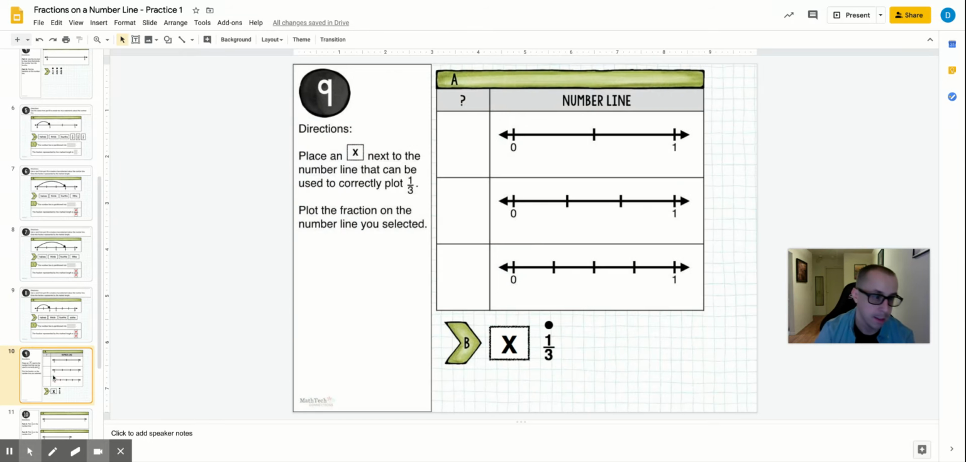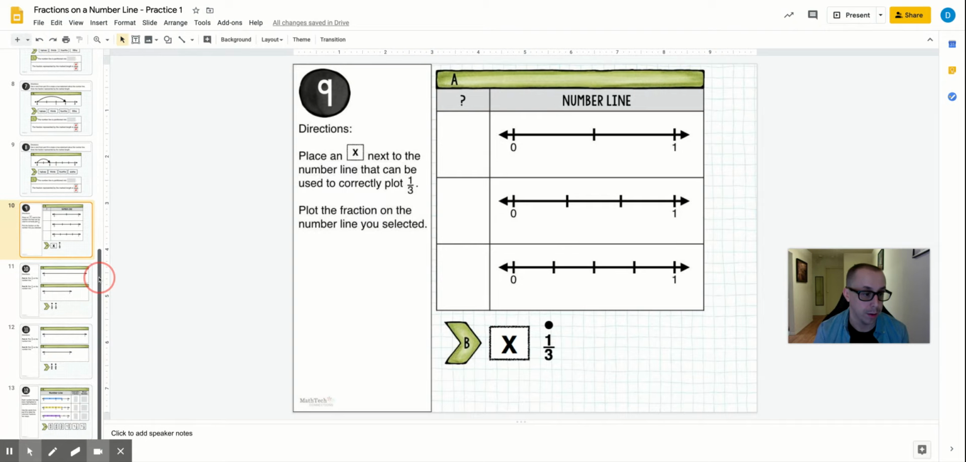Okay, next one. Place an X next to the number line that can be used to correctly plot 1/3. So you're putting an X here for the one that can be used to plot 1/3, and then you're plotting 1/3. Okay, remember you're counting until you get to the 1 to find out which number line is divided into thirds, and then you're plotting 1/3.